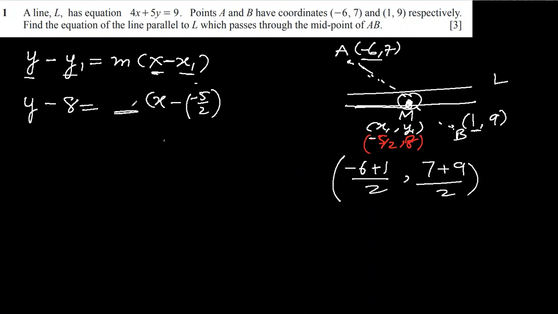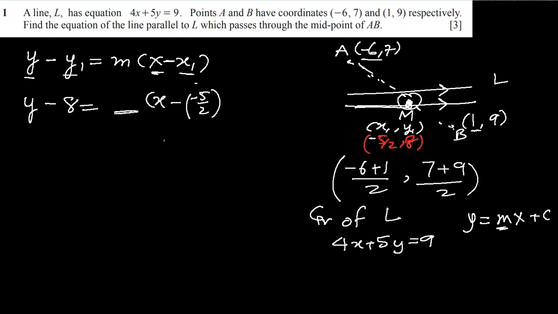Now, m is the gradient. Because these two lines are parallel, whatever is the gradient of line L will be the gradient of this second line. So, gradient of L. So, this is 4x plus 5y equal to 9. This is the equation of the line. We have to find the gradient out of this. So, we'll convert it to gradient intercept format, y equal to mx plus c format. Okay, and m becomes the gradient.